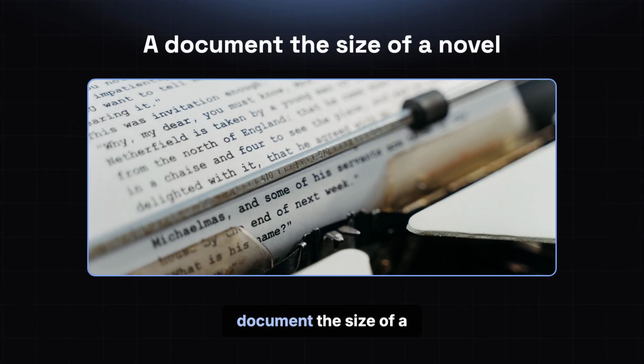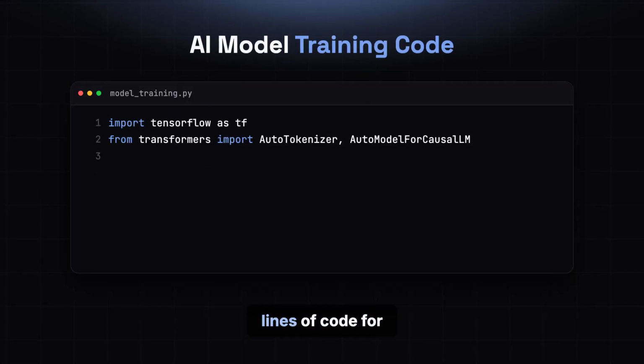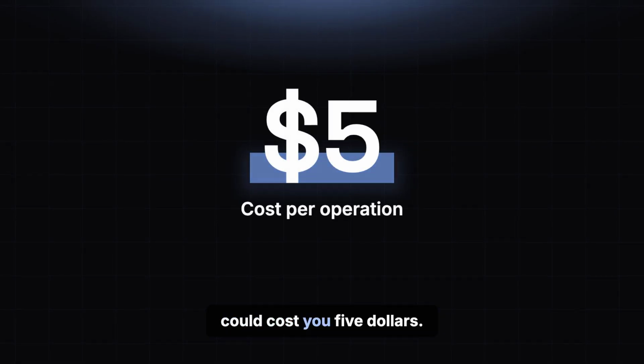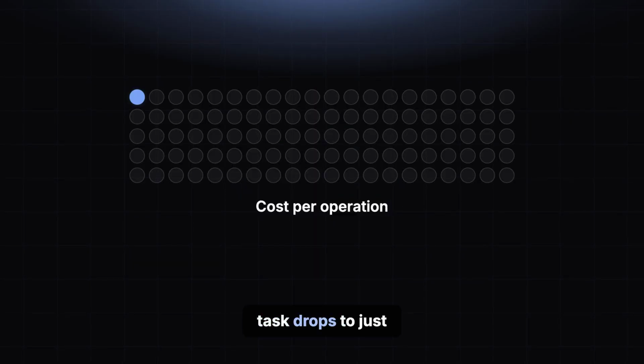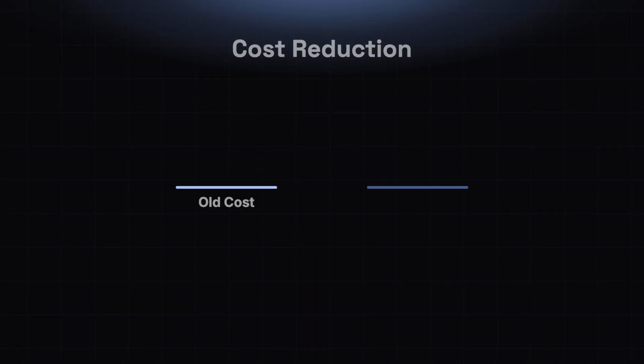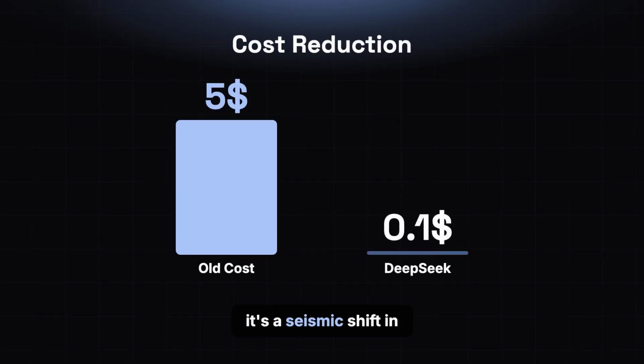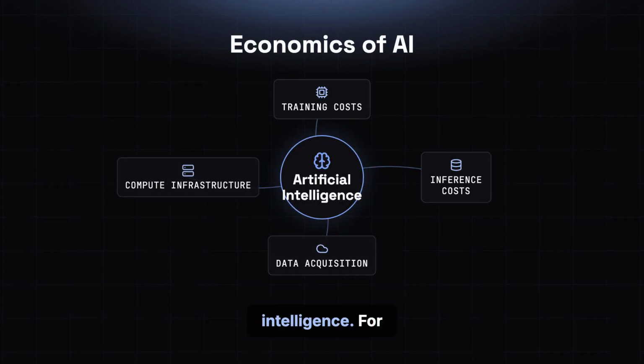Imagine processing a document the size of a novel or a million lines of code for an AI. That single operation could cost you $5. But with DeepSeek V4 Flash, that same task drops to just 14 cents. That's not just a small discount, it's a seismic shift in the economics of artificial intelligence.